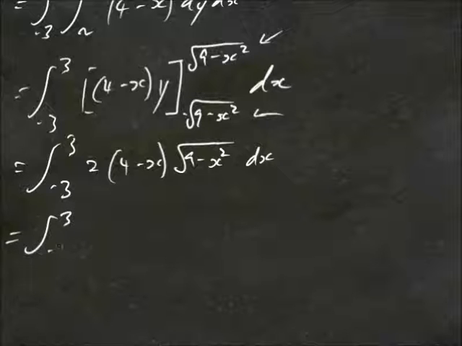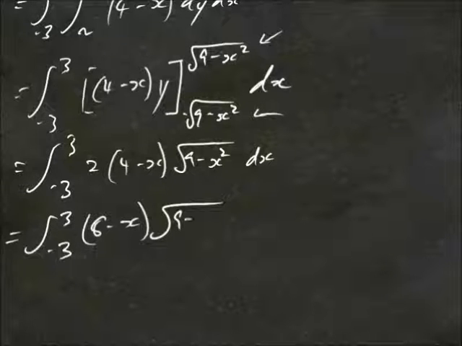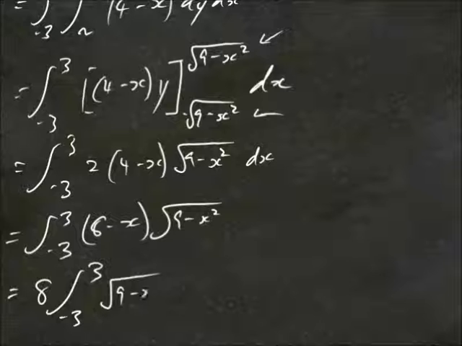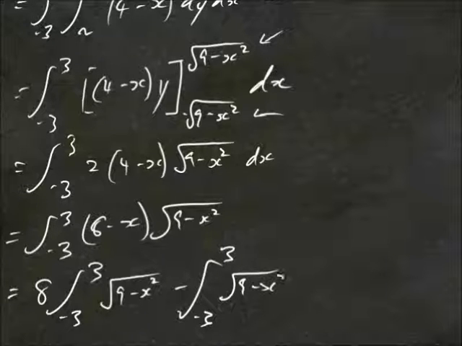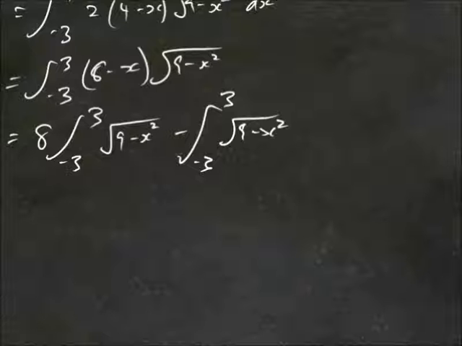make it look a bit neater, 8 minus x square root of 9 minus x squared. And we can treat this as two different functions now. So we've got the 8 and the x. And in integration, you could separate this. So we'll separate this by taking the 8 outside, taking the integral between negative 3 and 3 of the square root of 9 minus x squared, minus the integral from negative 3 to 3 of x times the square root of 9 minus x squared. Put our dx's.